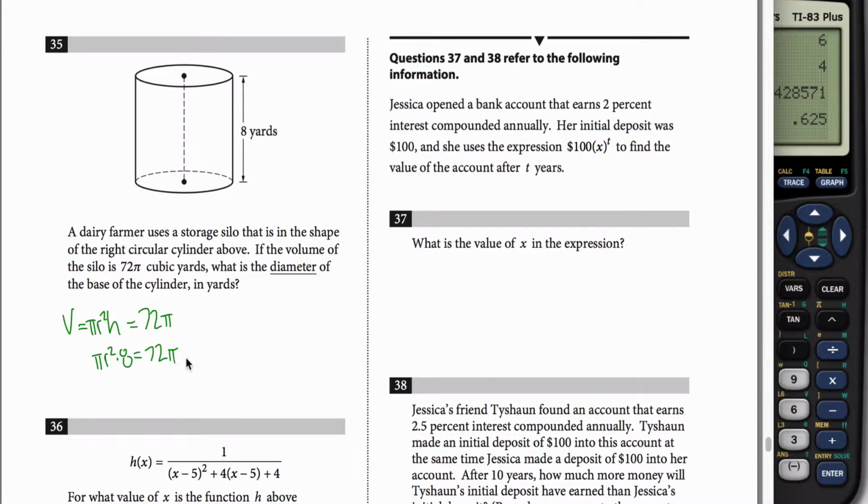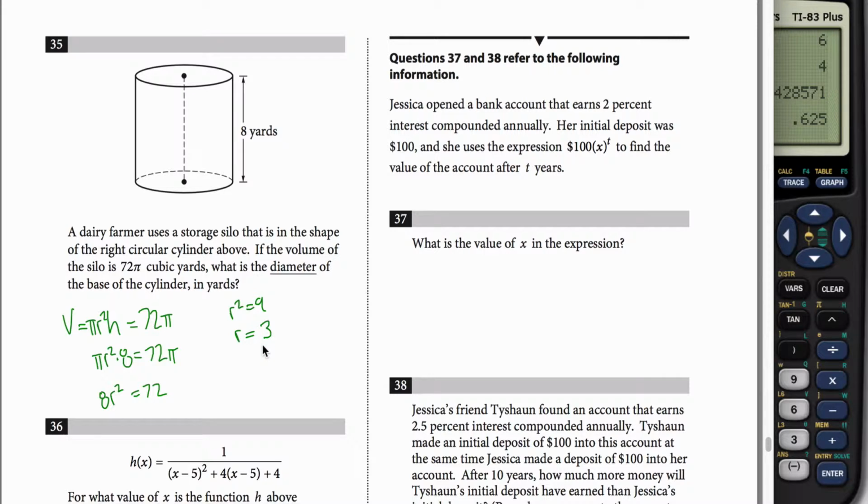So if I divide both sides of the equation by pi, I get r squared times 8 is equal to 72. And I can then divide by 8 to get that r squared is equal to 9. And r, if I take the square root of both sides, is 3. Really, it's plus or minus 3, but radius has to be a positive measure. I get r equals 3. I bet a lot of people put 3 in as their answer.